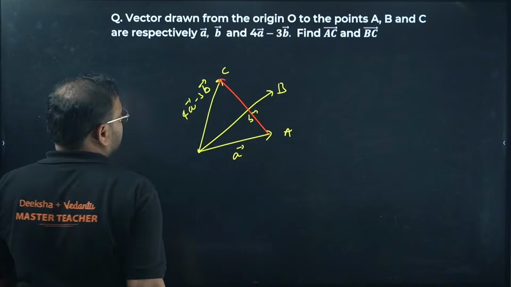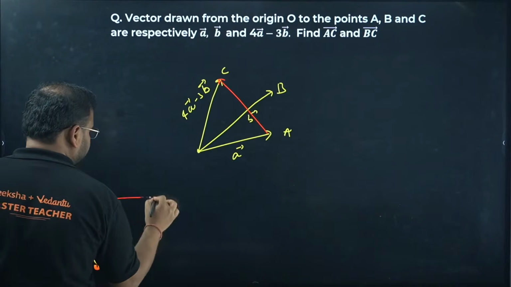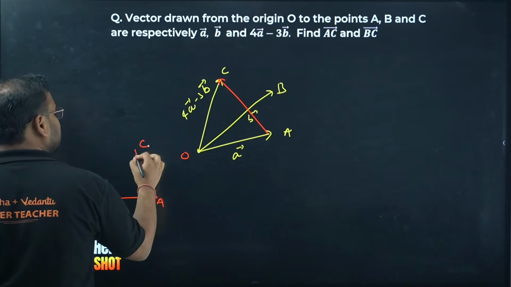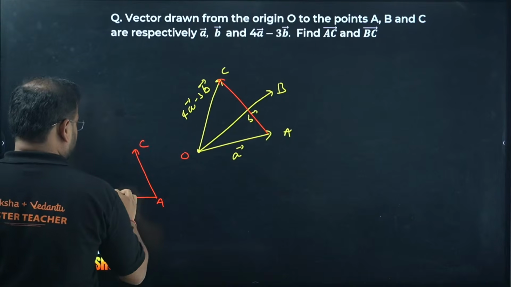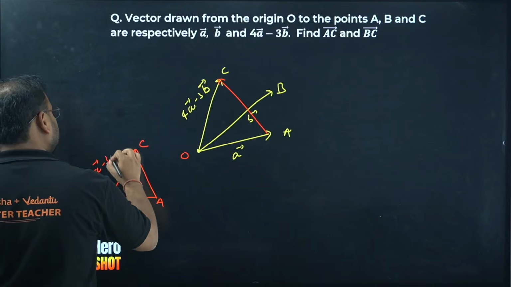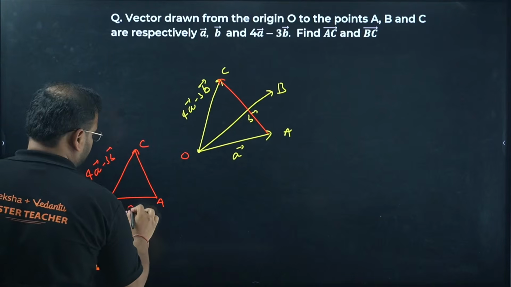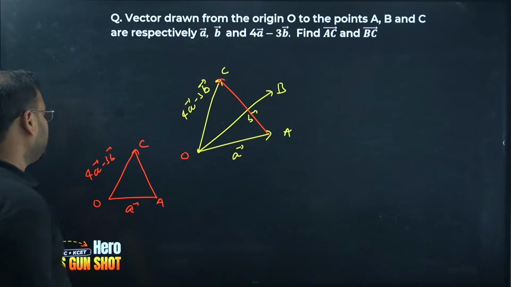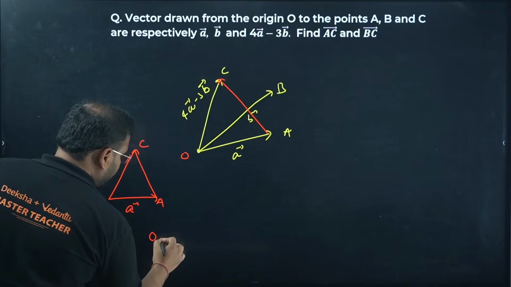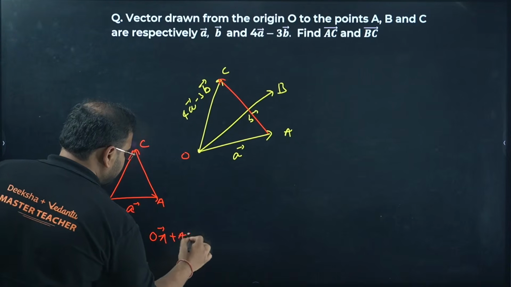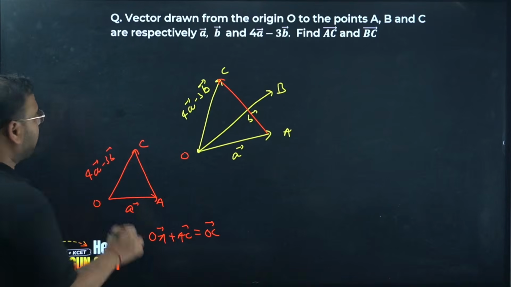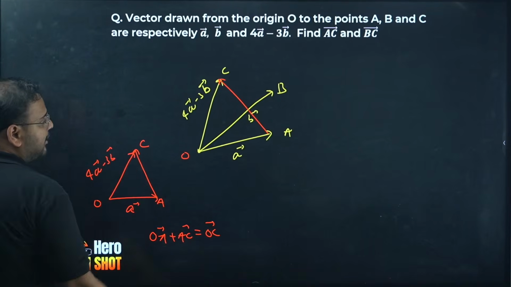How do you find AC? Look at the triangle with O, A, and C. This is your OC, and OC is 4A minus 3B. This is your A. I'm looking for AC. Of course, the triangle law will hold true here as well, so you'll get OA plus AC is equal to OC. The triangle law of addition is validated over here. You can see the direction sense, head to tail is there.